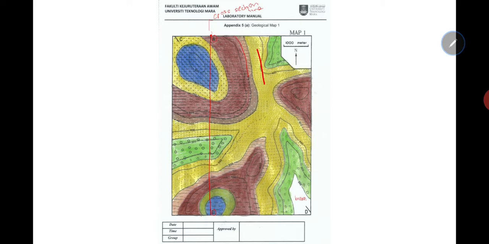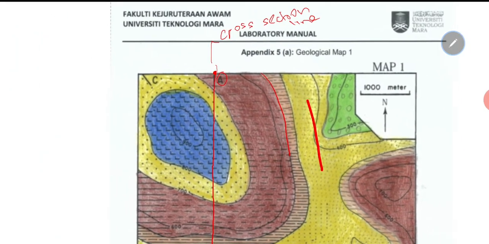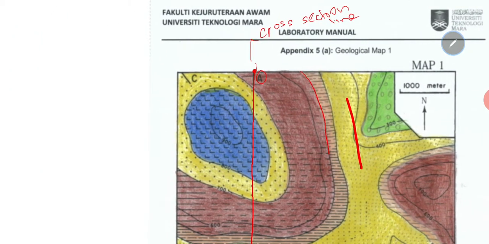Okay, and then what you need to do next is to find all points that intersect with the contour line, meaning that whenever your cross section line intersects with your contour lines, you must put a marker there, so we know that is a point. Okay, I'll give you the example.